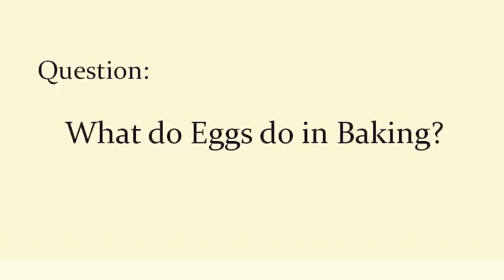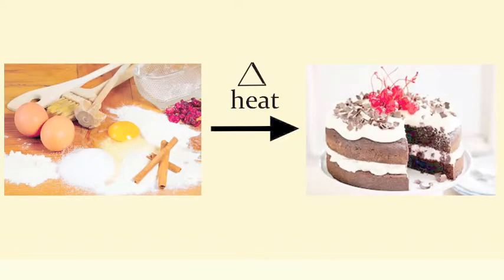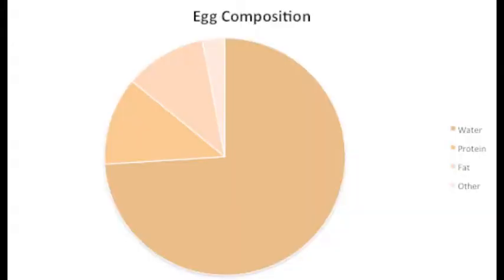In order to find a replacement, we must first understand the chemistry behind eggs in baking. Baking a cake is essentially an endothermic reaction that transforms batter into a delicious dessert. Eggs are about 74% water, 12% protein, and 11% fat, and play three very important roles in this process.